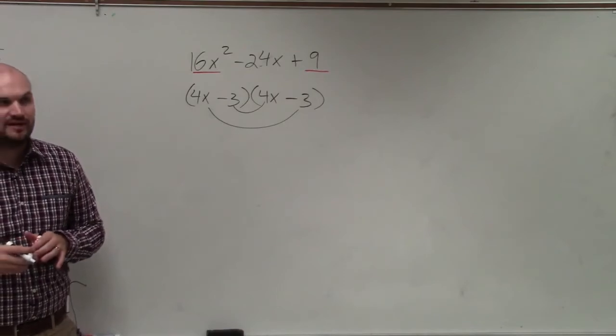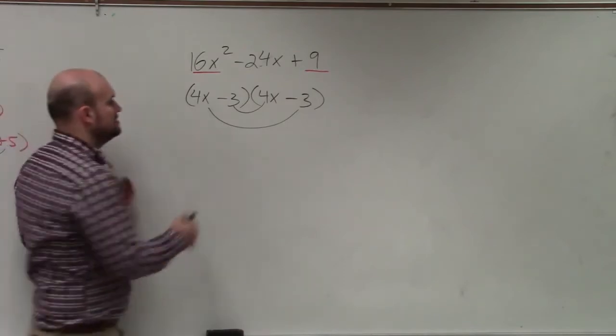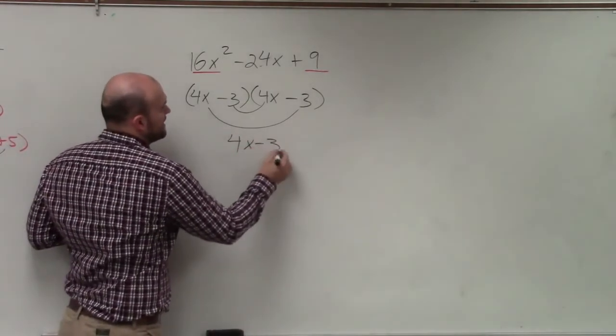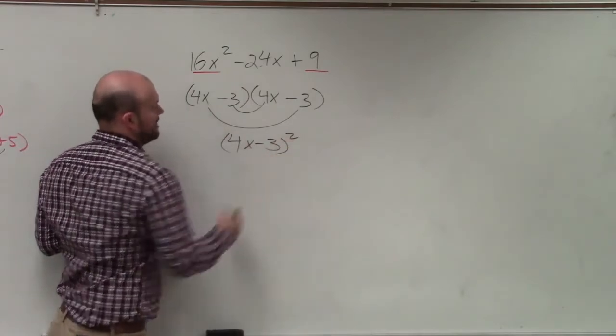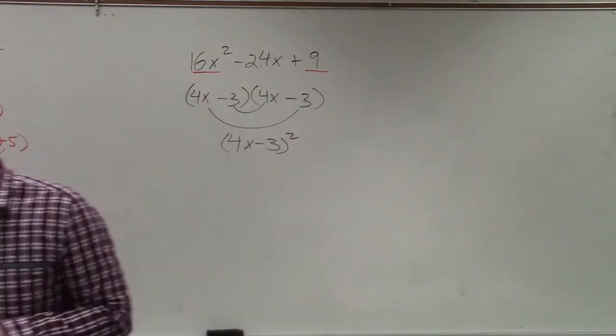Do the inner terms add to give you negative 24? Yes. So therefore, I can write this as 4x minus 3 squared. And that would be your factored form.